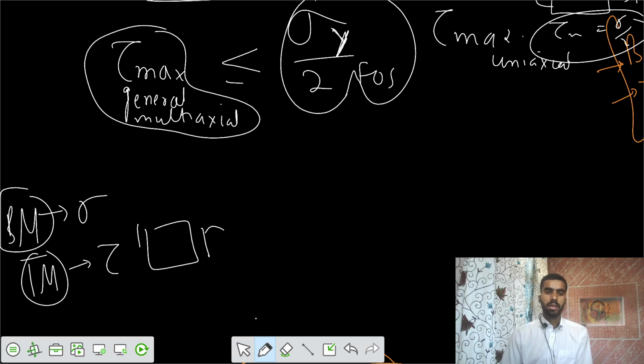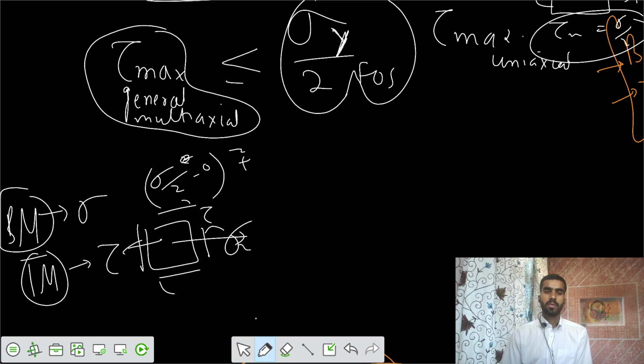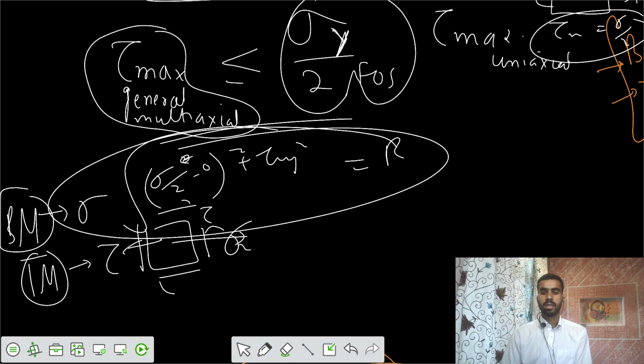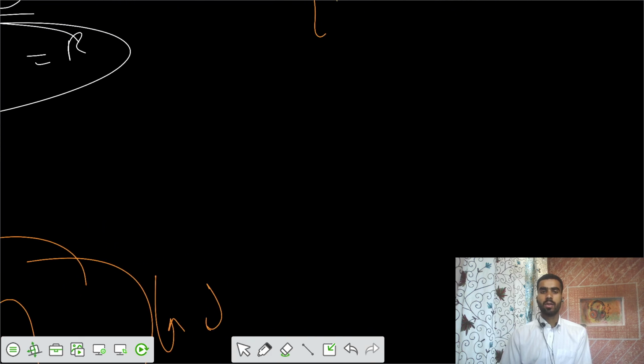There is some element having tau and sigma also on one of the planes. So I can say tau max equals the square root of (sigma by 2 minus 0) whole square plus tau xy whole square. This is some radius r, such that this is your tau max. Can I get those values now?